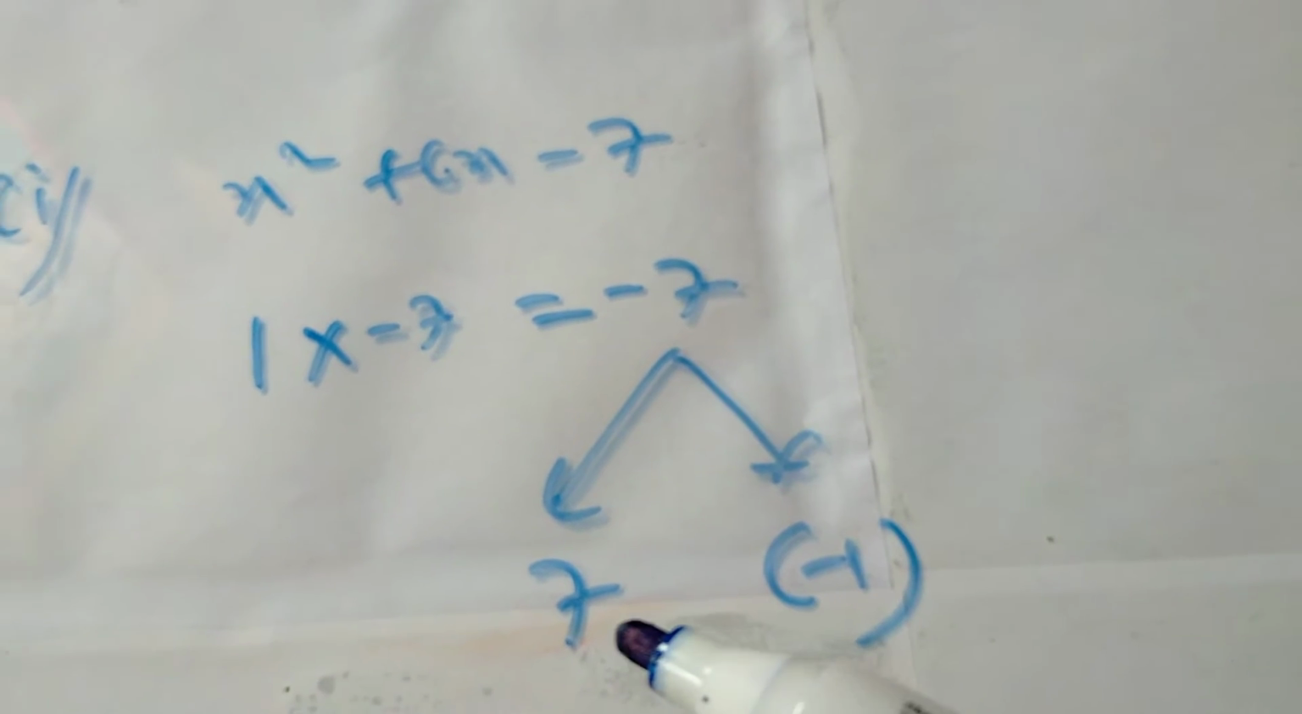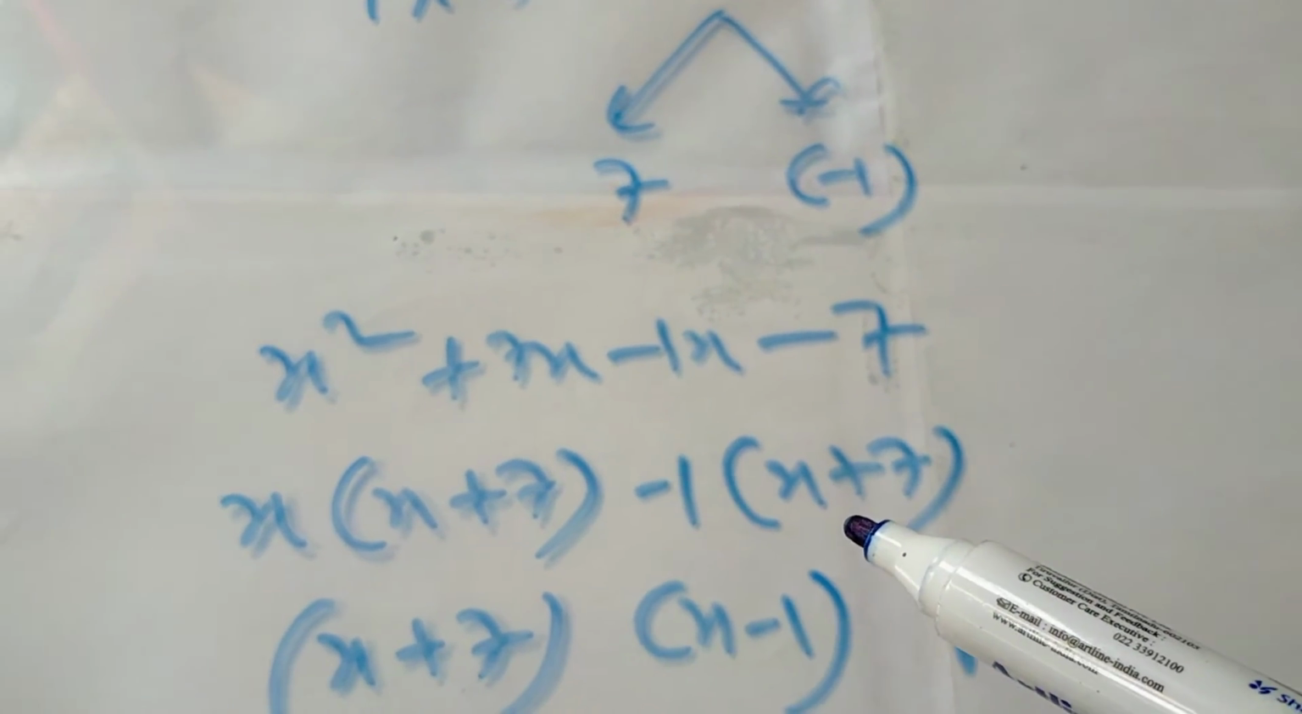So 7 into 1 is 7. Also minus sign I have taken here. So plus, minus, minus is there. So 7 and minus 1 are the two parts. Why have I taken 7 and minus 1? Because I need 6. So 7 minus 1 is 6. So that's why 7x minus 1x is minus 7.